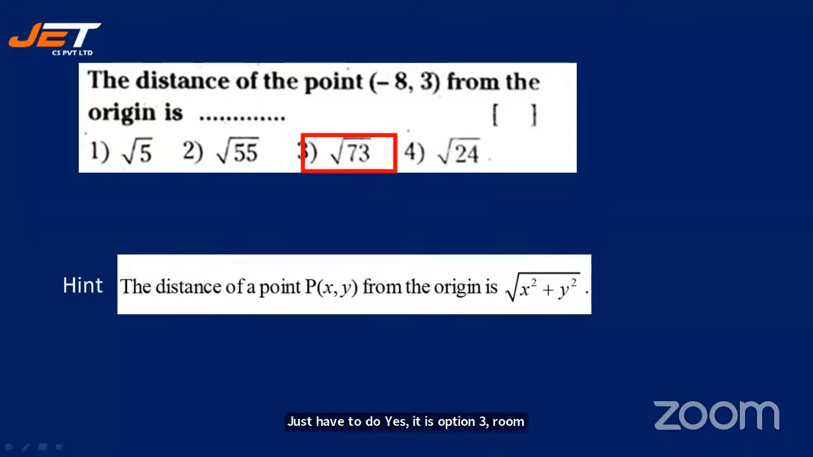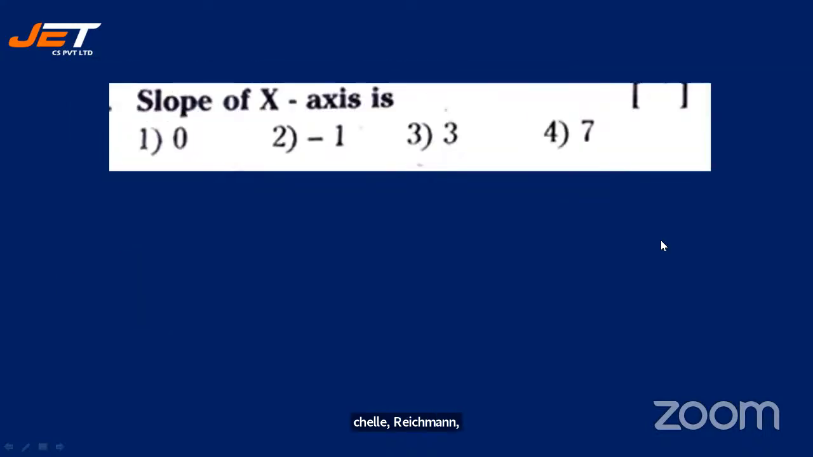And how many are giving me option 3? Vishwant, Varun, Ruchita, Gayatri, Akhilesh, Reshma, Geeta, Devi. Okay, good. Almost all are giving me the correct answer. Excellent. What is slope of x-axis?